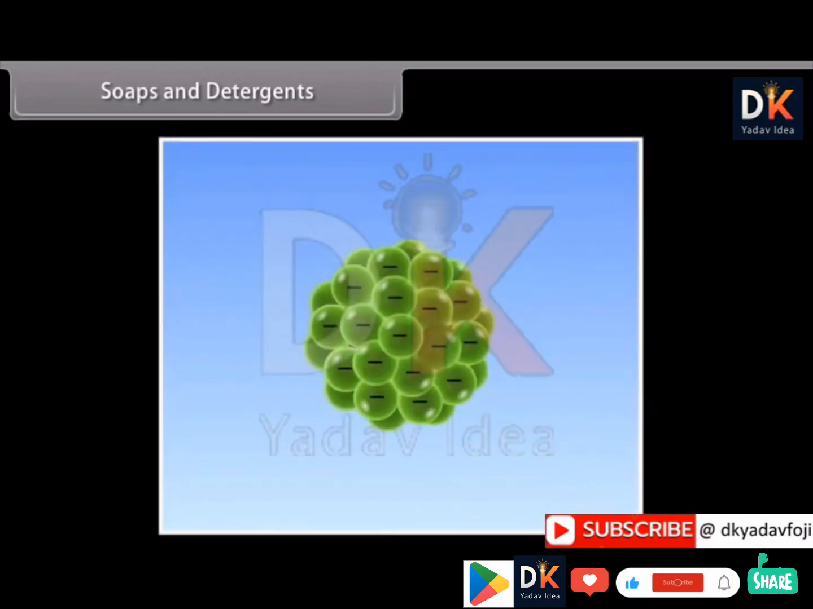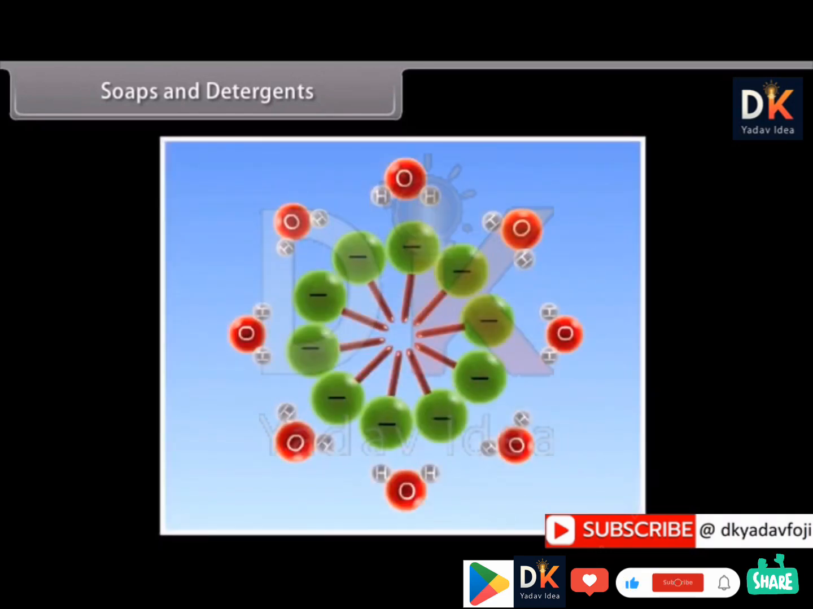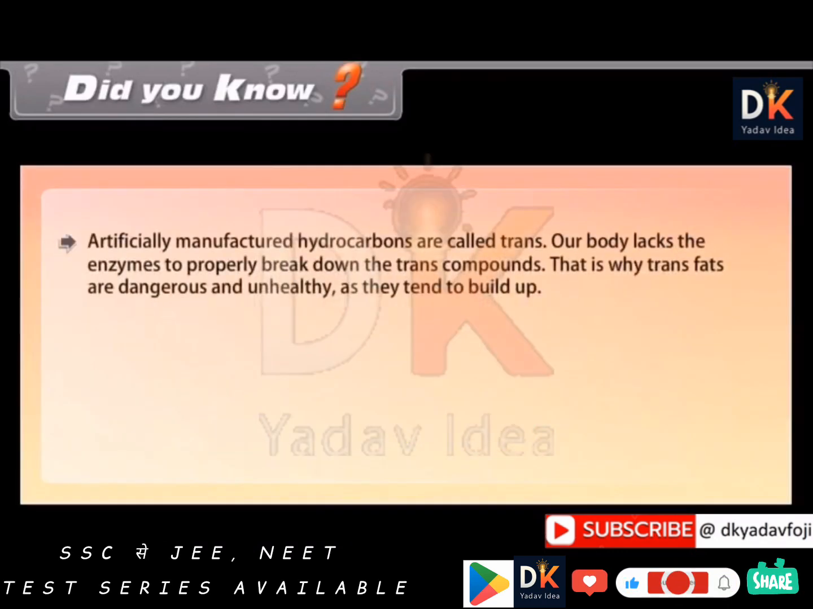When you add this molecule to water, the nonpolar tails of the molecules clump into the center of a ball. This is because they are hydrophobic, or water-hating. The polar head of the molecule interacts with the water molecules on the outside of the micelle. Artificially manufactured hydrocarbons are called trans. Our body lacks the enzymes to properly break down the trans compounds. That is why trans fats are dangerous and unhealthy, as they tend to build up.